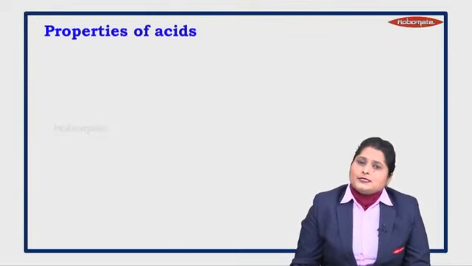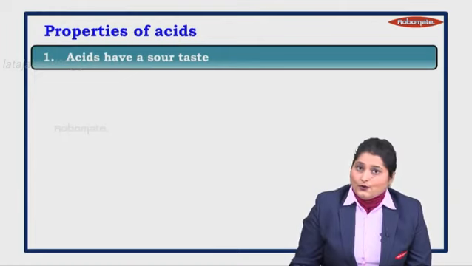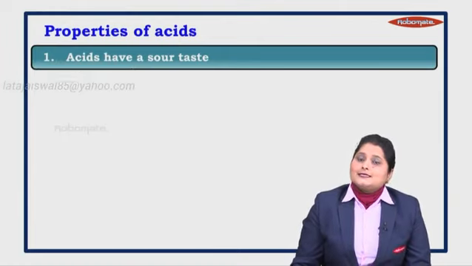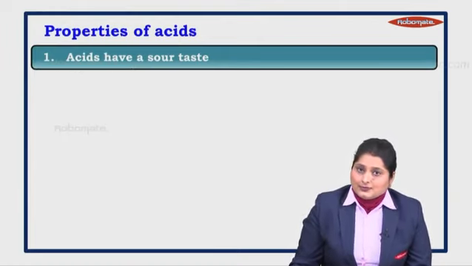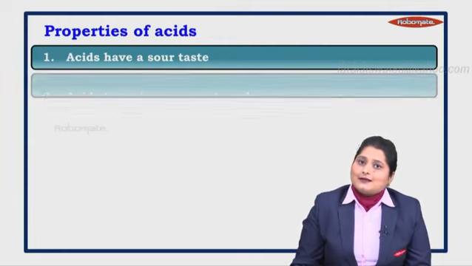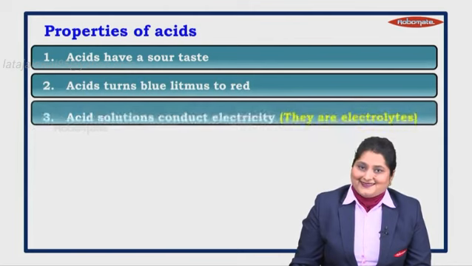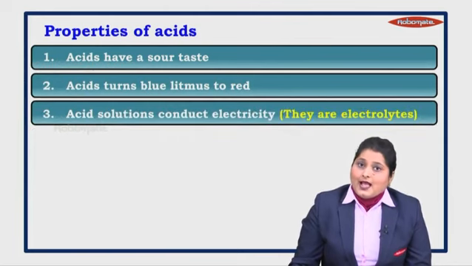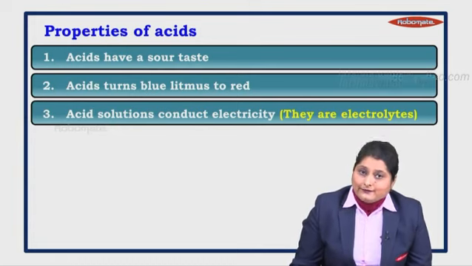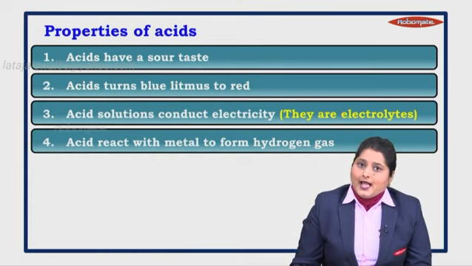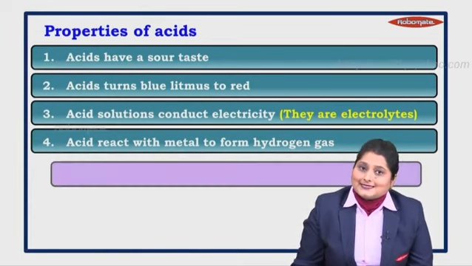What are the different properties of acids? We all know. Point number 1, acids are sour in taste. So we say acids have a sour taste. Acid turns blue litmus to red. Property number 3, the solution of an acid conducts electricity. Therefore we say they are electrolytes. Next property, acids react with metals to form hydrogen gas.